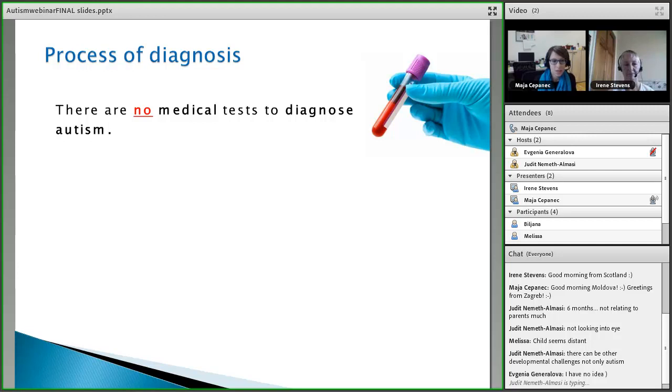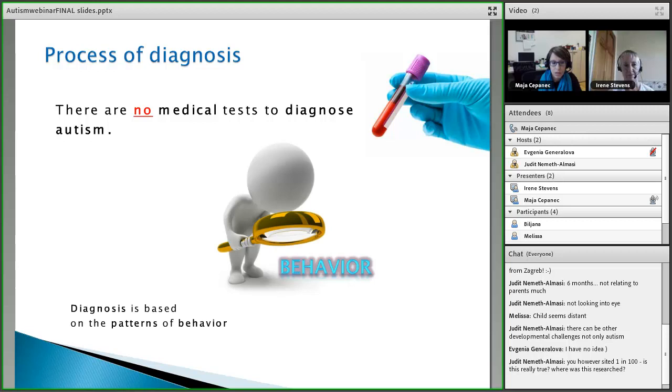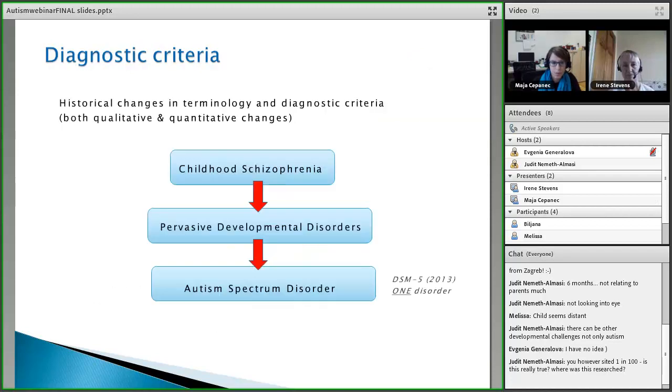Regarding the diagnosis itself, it should be said that there are no medical tests to diagnose autism. That does not mean that your child will not be examined by a pediatrician or will not do some medical tests, but all these tests just give additional information about the child's health and do not affect the way the child behaves and whether that behavior meets the criteria for autism. So the diagnosis itself is based on patterns of behavior, and just on patterns of behavior.